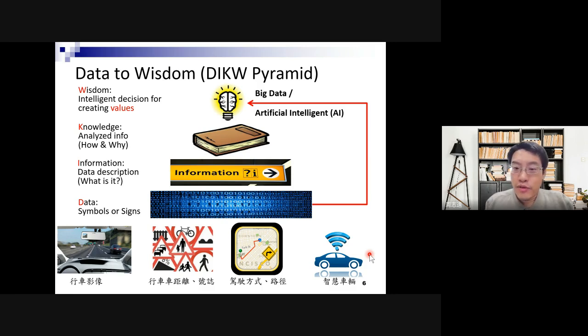After people figured out how to solve the big data problem, we moved to the step that tries to solve the AI problem. So we try to convert the knowledge into wisdom. Okay, all right.